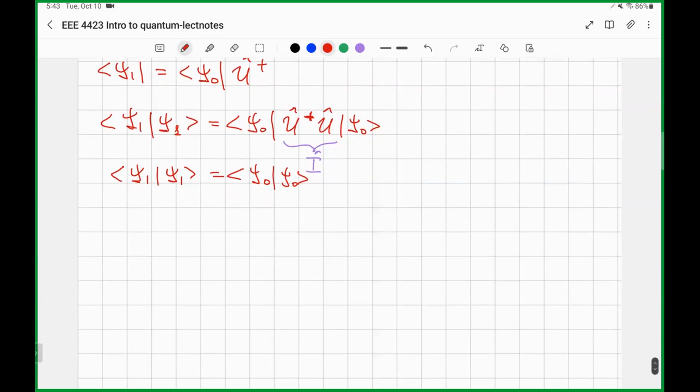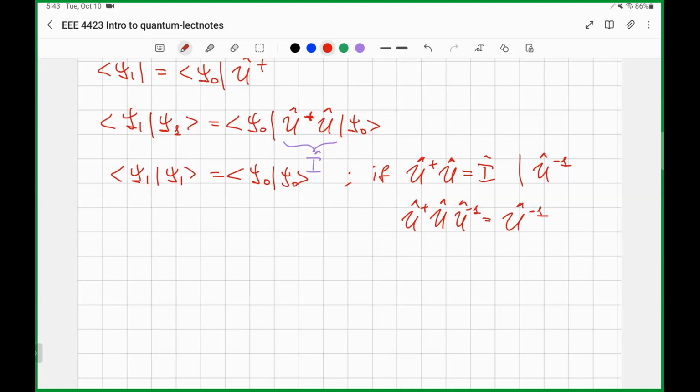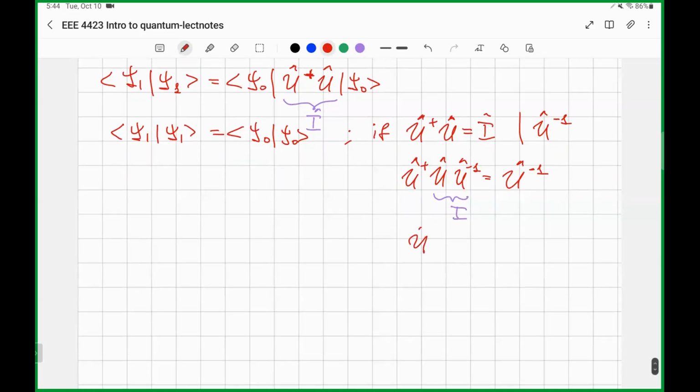If U dagger U is equal to the identity matrix, or if you multiply both parts by the inverse matrix U on the right, then you get on the left side something like this, right? And this is the identity matrix. So you get U dagger equal to U minus 1.